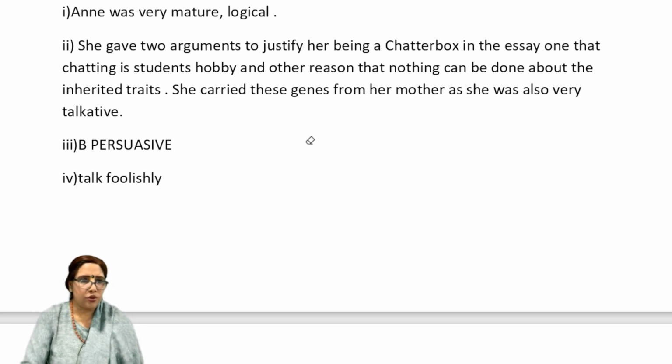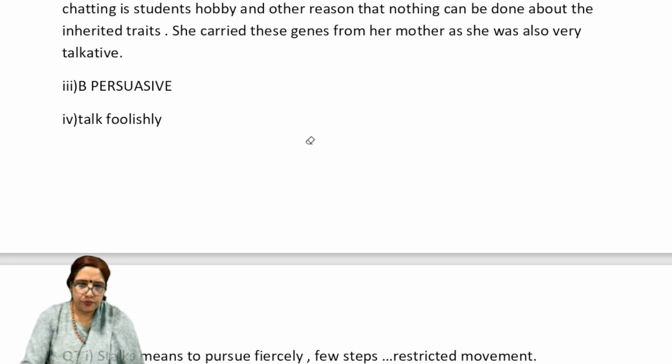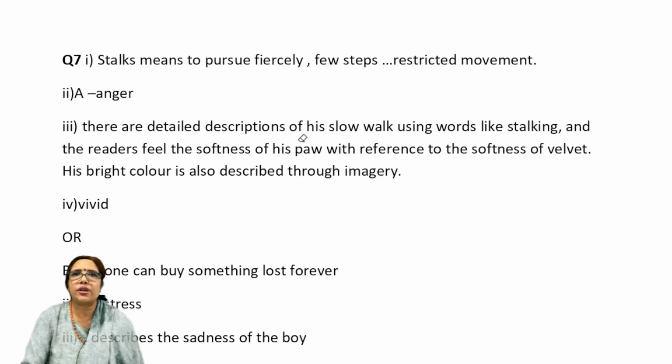Right? Now, question number 4. Which phrase would correctly substitute ramble on? Ramble on means talking foolishly. So, if you have written something near it also, you will be given marks by CBSE. Right? Now, I move on to question number 7.